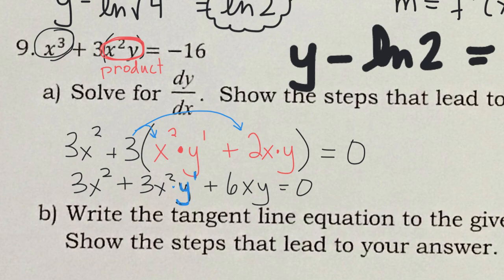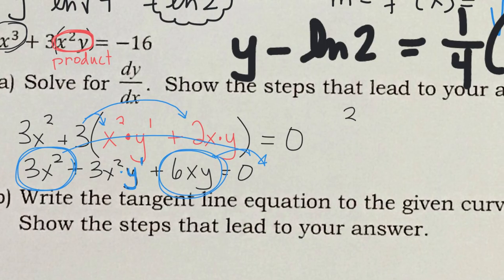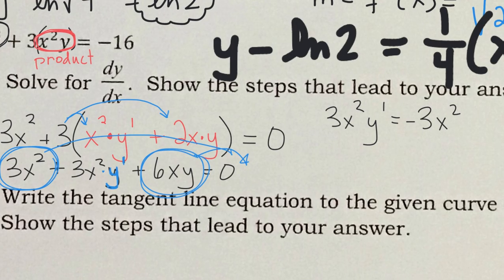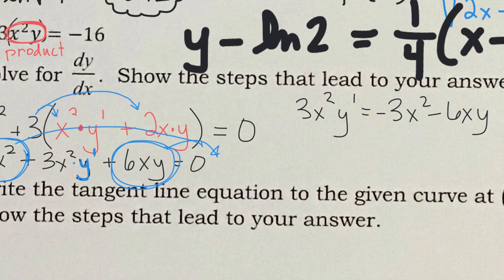multiplied by 3x squared. So I'm going to take all my stuff that doesn't have a y prime in it and subtract it to the other side of my equal sign. Okay, so I'm taking all the stuff that's not y prime, and I am subtracting it to the opposite side. So it's a minus 3x squared and a minus 6xy. And now let's divide by 3x squared.